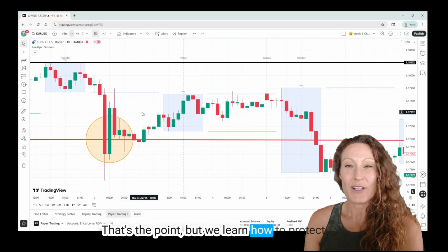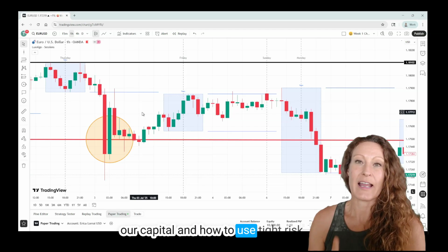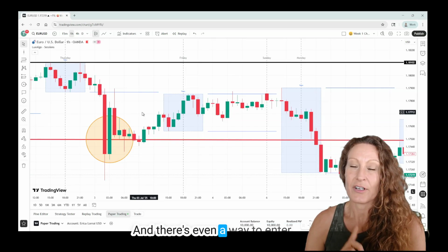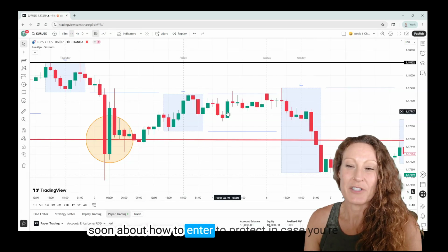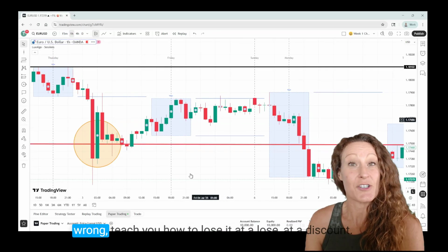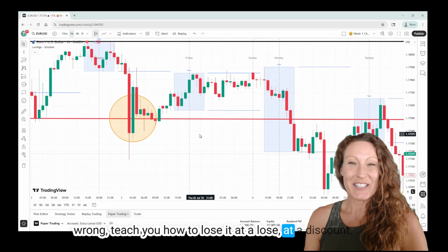But we learn how to protect our capital and how to use tight risk. And there's even a way to enter if you follow along. I'm sure it'll be in a blog post here soon about how to enter to protect in case you're wrong. Teach you how to lose at a discount.